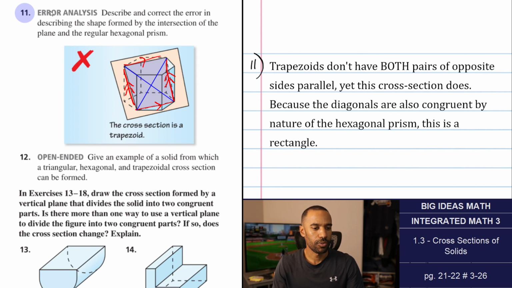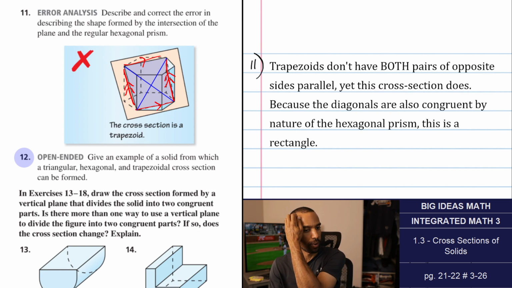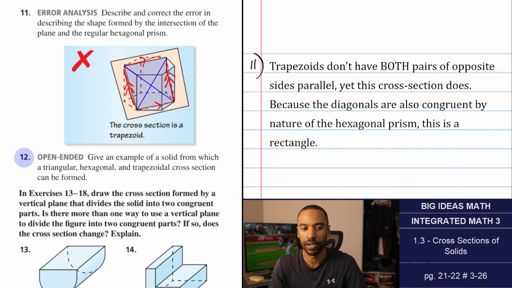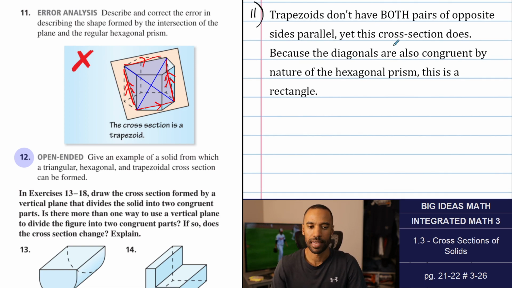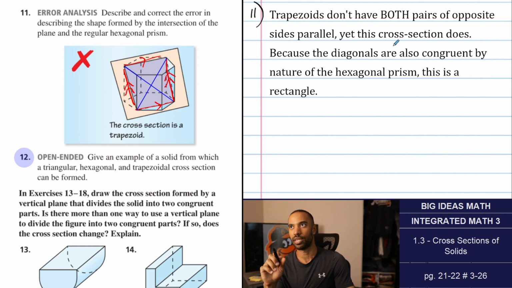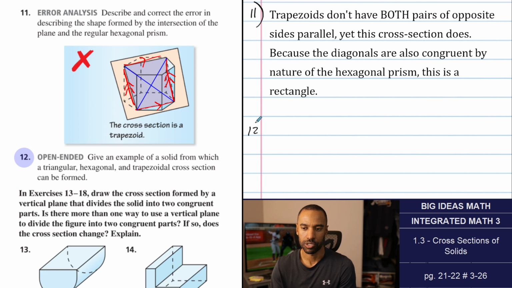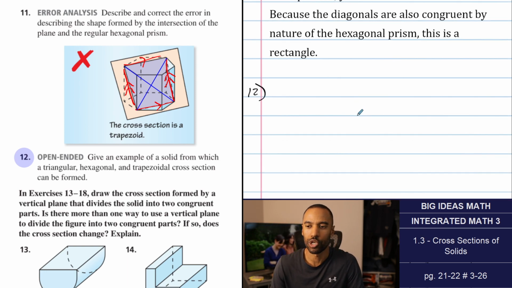All right, let's go on to number 12, open-ended. Give an example of a solid from which a triangular, hexagonal, and trapezoidal cross-section can be formed. Oh, we saw that from a cube. Oh, we didn't see hexagon. They didn't say regular hexagon, though. So can you do that from... I assume you can do it from some sort of rectangular prism or cube. Let's try it from a cube.